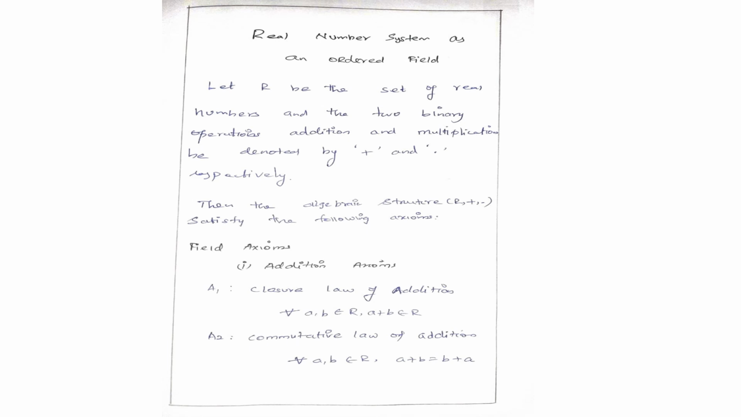For example, for a equal to 2 plus b equal to 3, what will be the answer? 5, on the left hand side. On this side, b value is 3 and a value is 2. Now we sum these values. What is the answer? 5. So whether we take a plus b or b plus a, we get the same answer. That is the commutative law of addition.